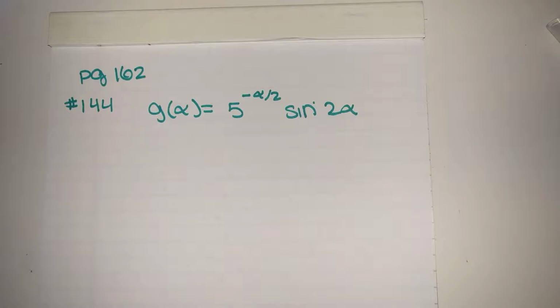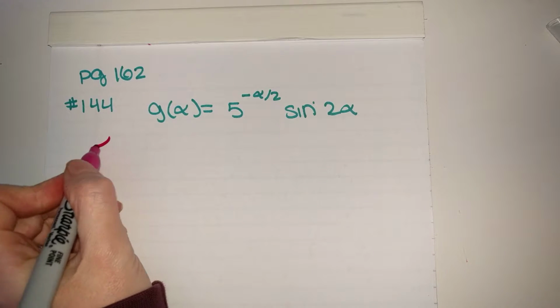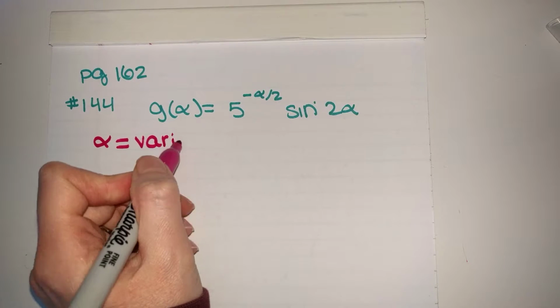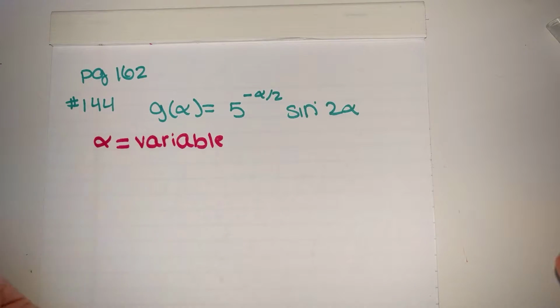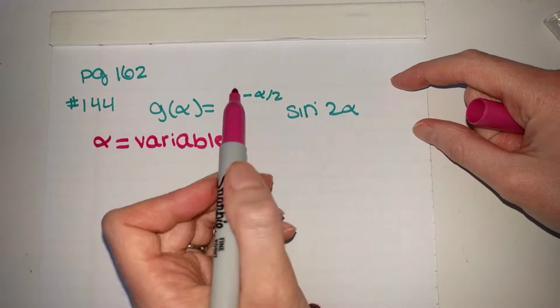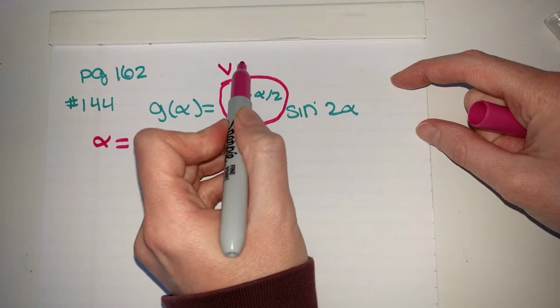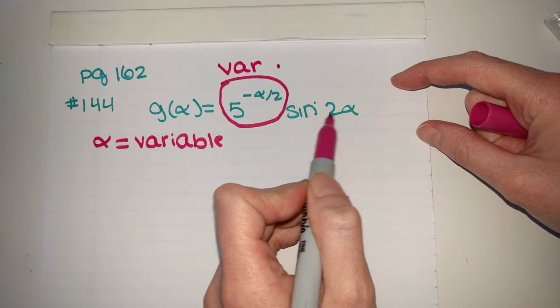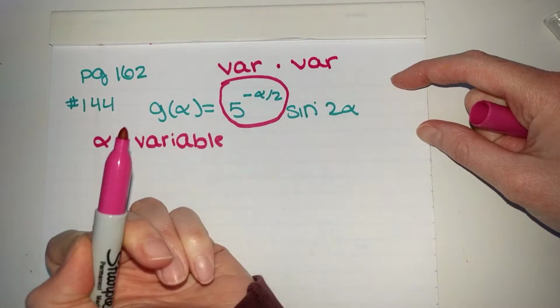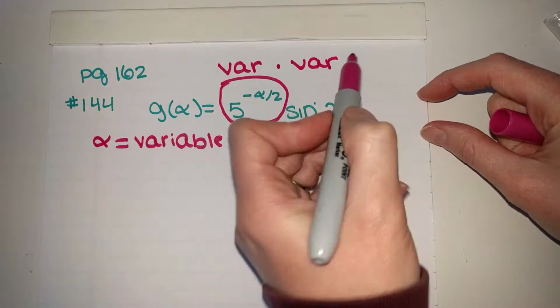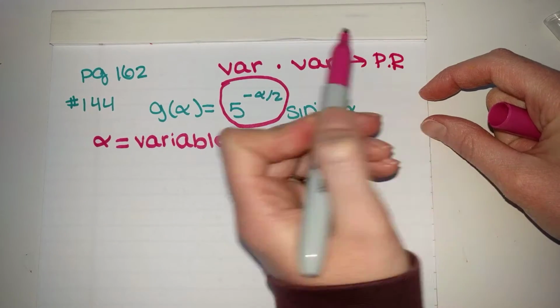For this question, the first thing that you want to remember is that alpha is a variable. So it's our independent variable in the same way that we would have f of x, we have g of alpha. So when you look at this expression, this 5 raised to the negative alpha over 2 has a variable in it, and sine of 2 alpha has a variable in it. So we're talking about a variable times a variable, and so we need to use our product rule.